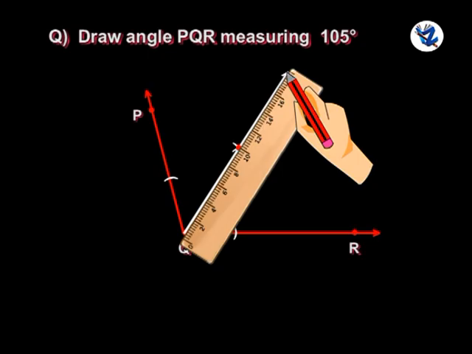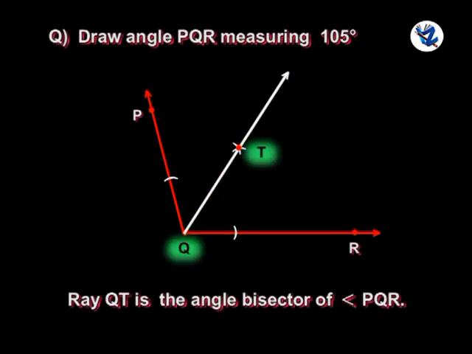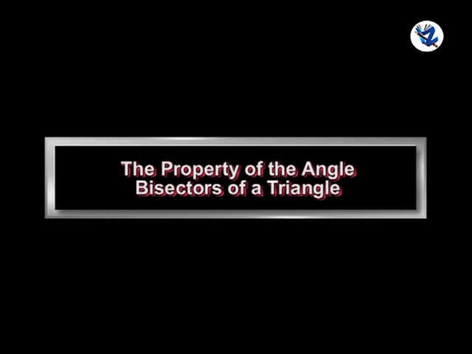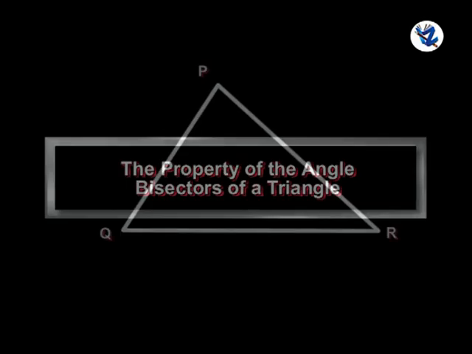Draw ray QT. Ray QT is the angle bisector of angle PQR. An angle bisector divides an angle into two equal parts. Now, the property of the angle bisectors of a triangle.